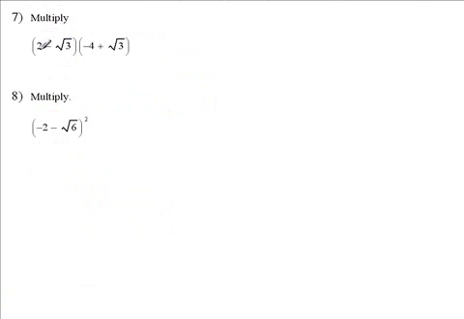Number 7, we're asked to multiply the two binomials. Let's just go ahead and FOIL. 2 times negative 4 is negative 8. 2 times root 3 is 2 root 3. Negative root 3 times negative 4 is positive 4 root 3. And negative root 3 times positive root 3 is negative 3.